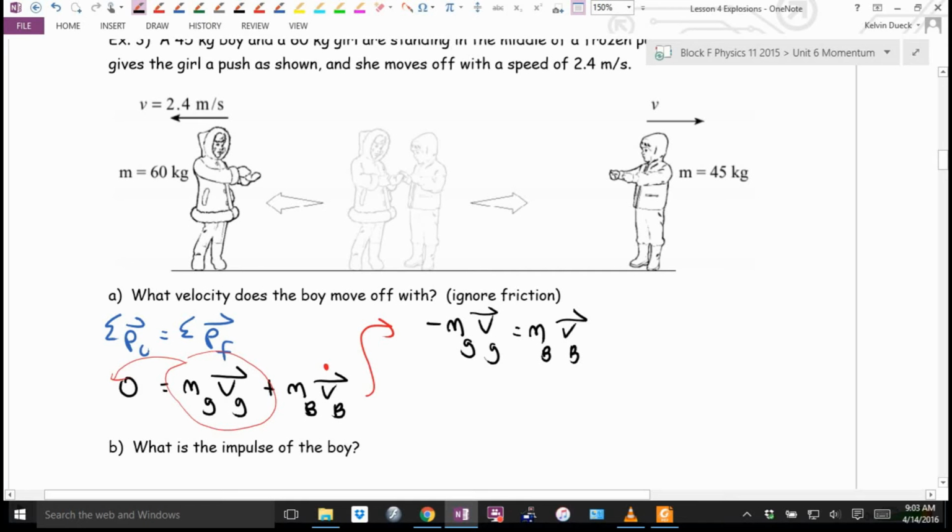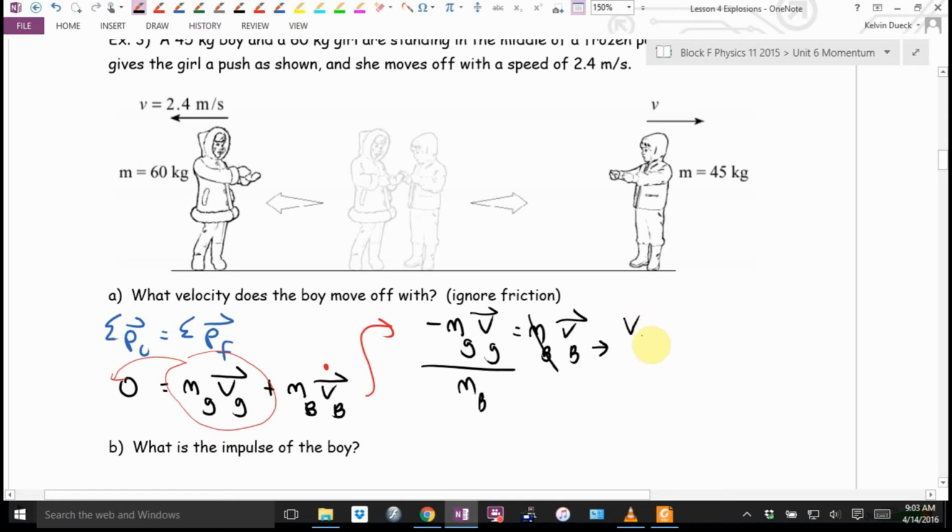How would I get the v boy by itself? What will I do with the mass of the boy? What's this doing? Adding, subtracting, multiplying, or dividing onto that? How will I move it over then? Can I do that on this line? By the way, looking at this, which person is lighter, the girl or the boy? Who will move off faster, the girl or the boy? Because he's lighter. Okay.